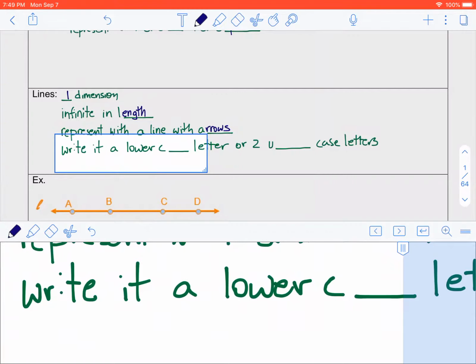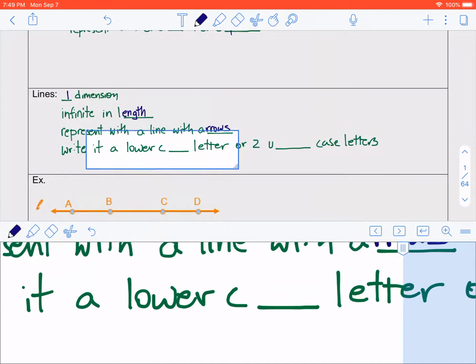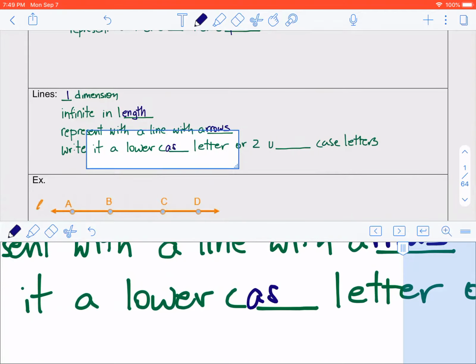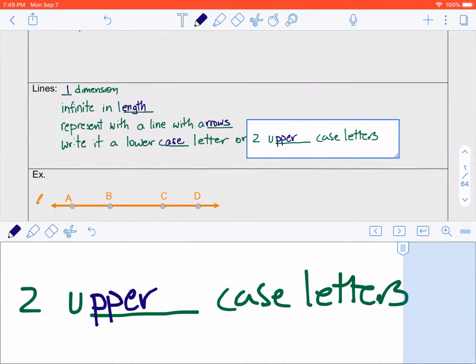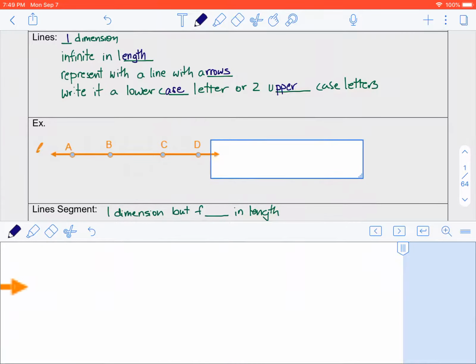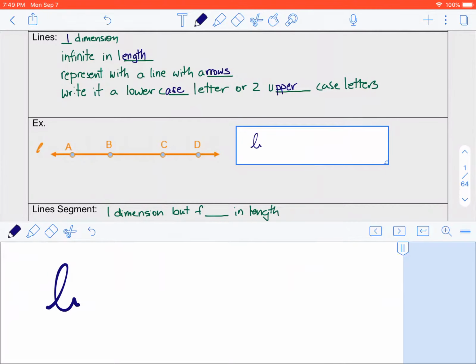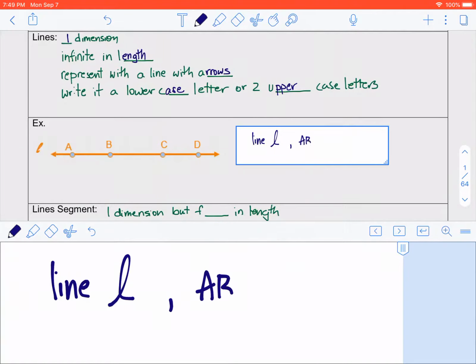When we label or name a line, there's 2 different ways that we can name it. We can use a lowercase letter, or we could use 2 uppercase letters that each represent 2 points that are on the line. So, for example, in our orange line there, we could call this line L.